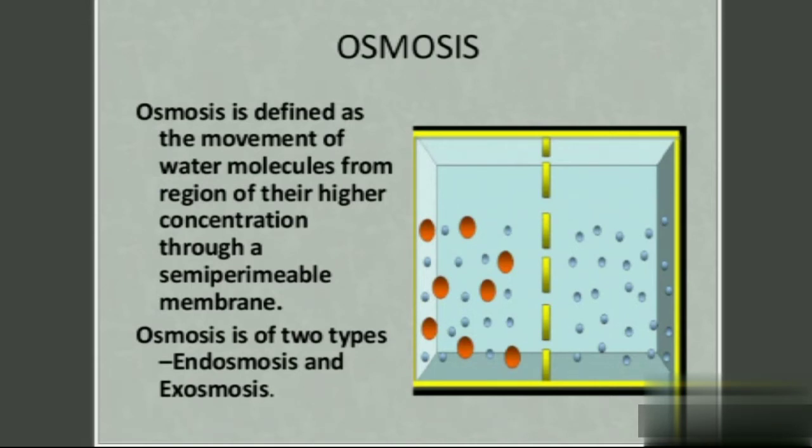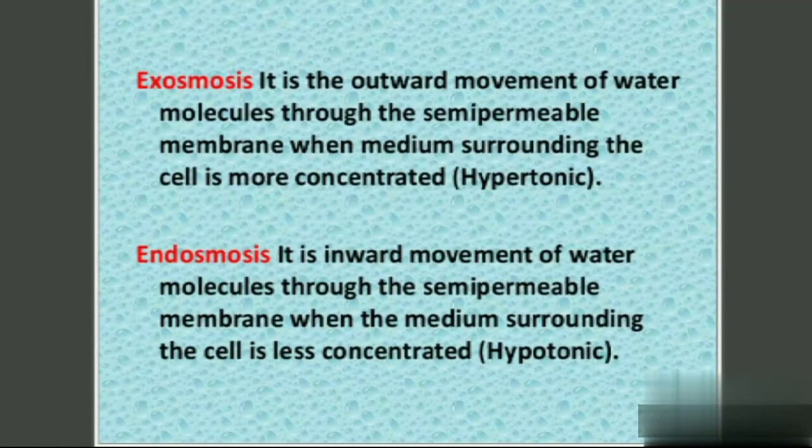Now osmosis is of two types, endosmosis and exosmosis. First we'll see exosmosis. It is the outward movement of water molecules through the semi-permeable membrane when the medium surrounding the cell is more concentrated, meaning it has high concentration. So what happens? Outward movement means the water will go out of the cell. That particular condition is called exosmosis. This is the hypertonic condition, meaning high concentration.